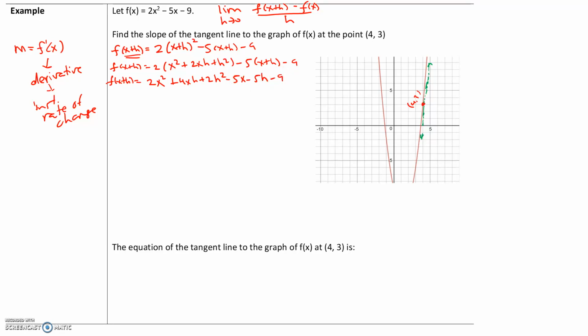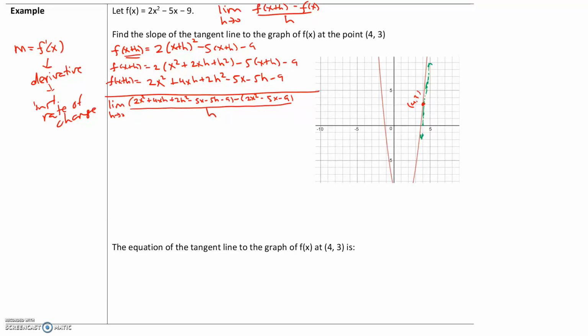That's just f of x. Now let's put it all together into this formula. So we want the limit as h approaches 0, and I'm going to have to write pretty small. We have f of x plus h, which is 2x squared plus 4xh plus 2h squared minus 5x minus 5h minus 9, minus f of x, which is 2x squared minus 5x minus 9, and all of that is divided by h.